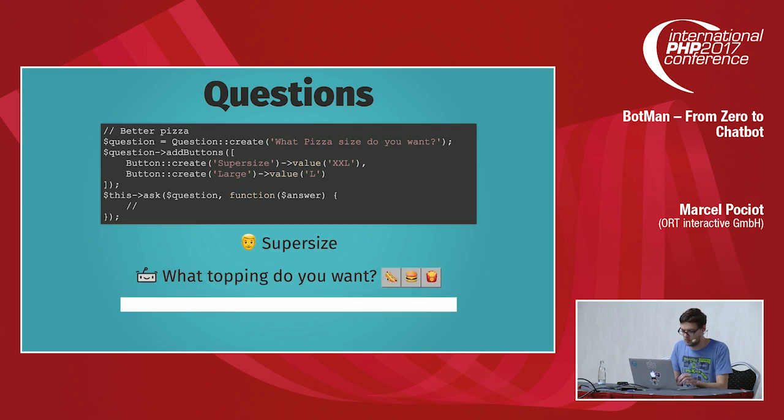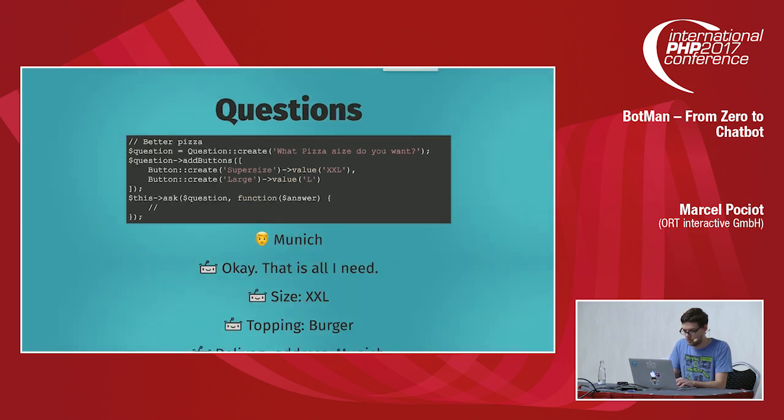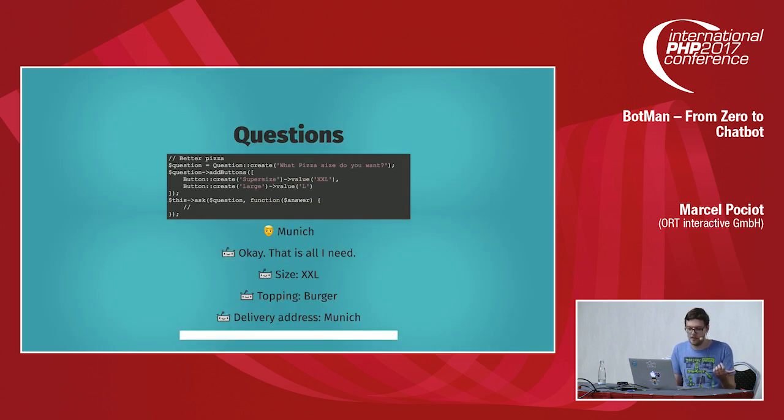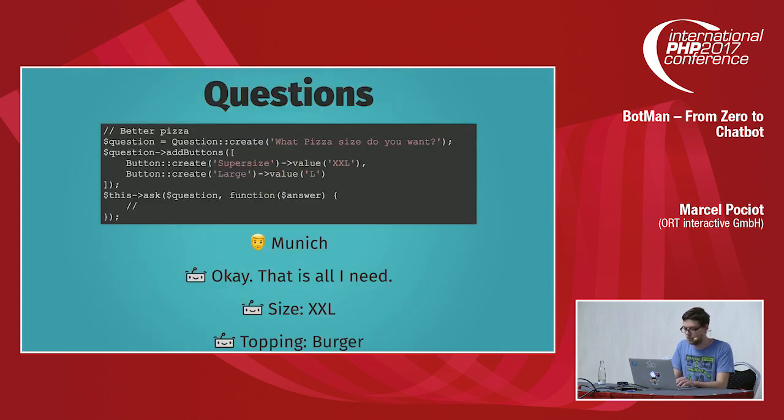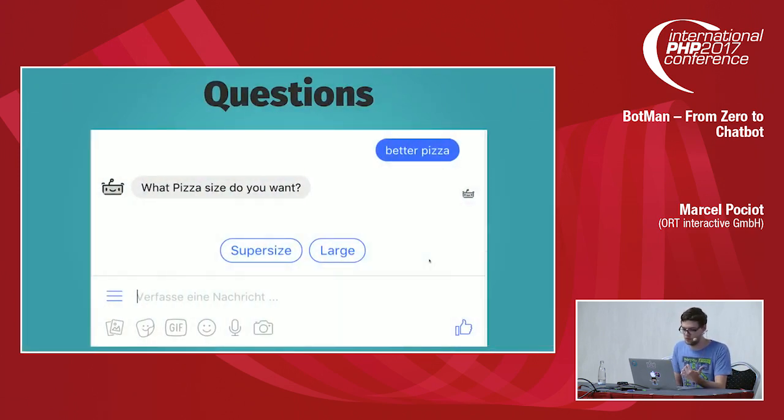So I can say supersize. What topping do you want? I want a hamburger on my pizza. Okay, and this is then the information that we get from the buttons, so we can get the values out of the button. So this allows you to structure your application code a bit better, your conversation code. And this is what it would look like in Telegram, as it supports these buttons, or in Facebook.